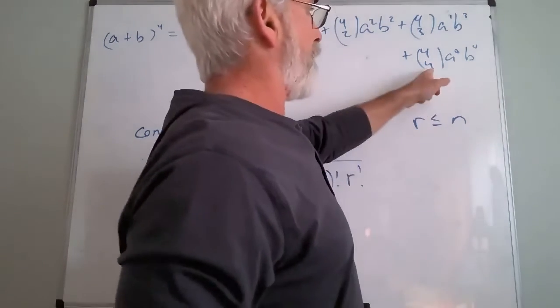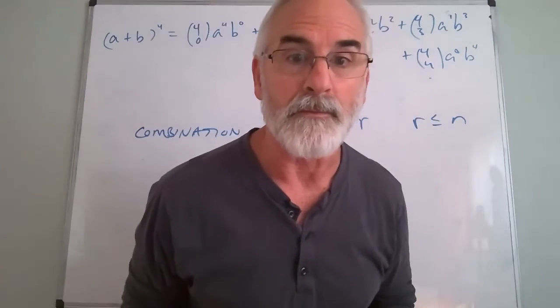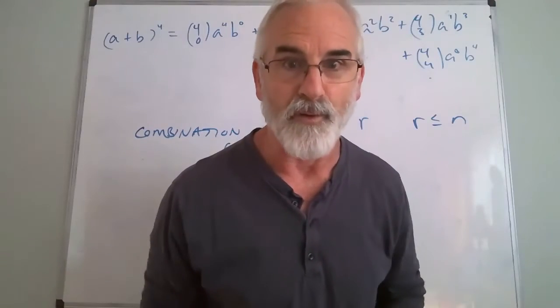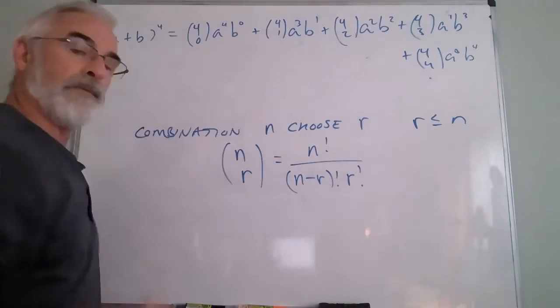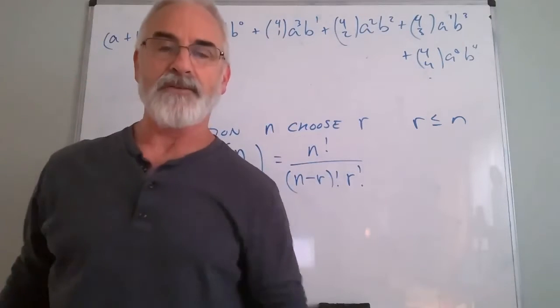I've got 4 people in a room. How many ways can I pick all 4 of them? Well, there's only one way, and that's to pick all 4 of them. I have 4 people in a room. How many ways can I pick just one of them? Well, there's 4 different ways I could do that.